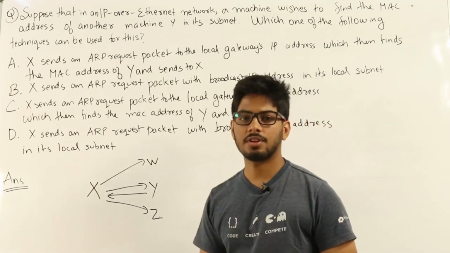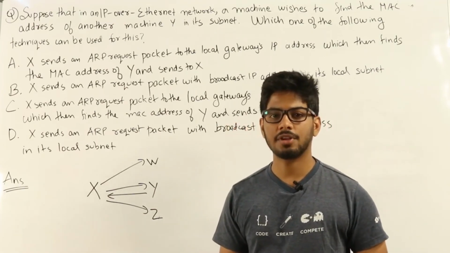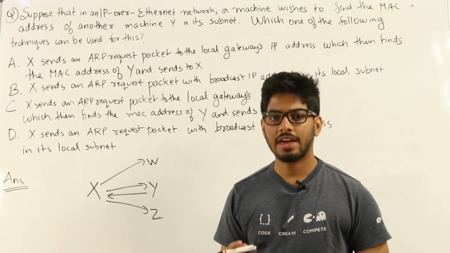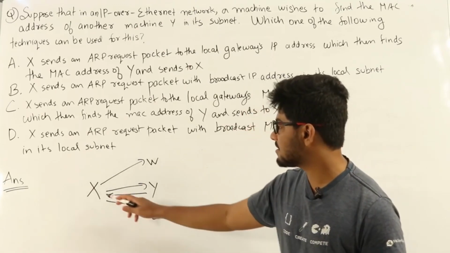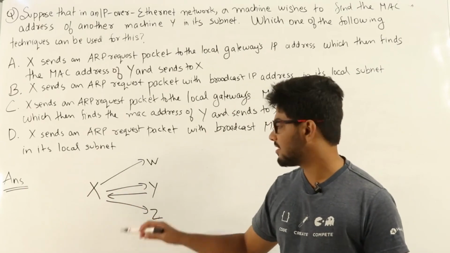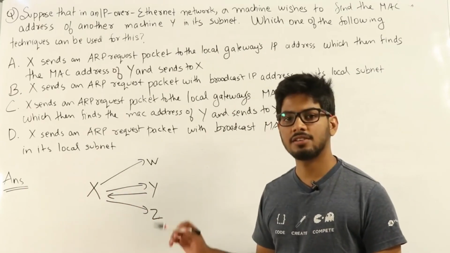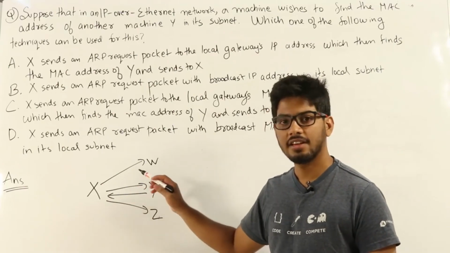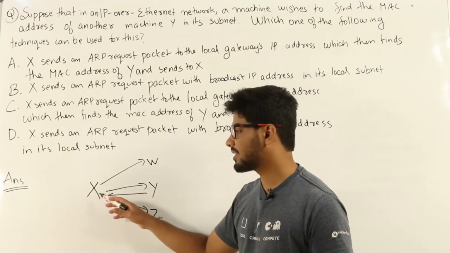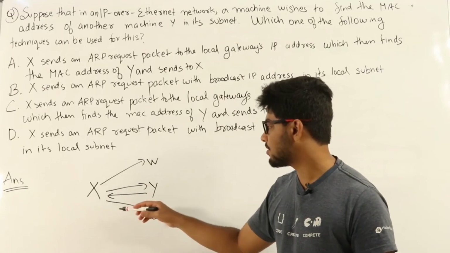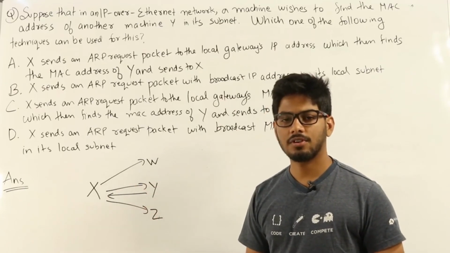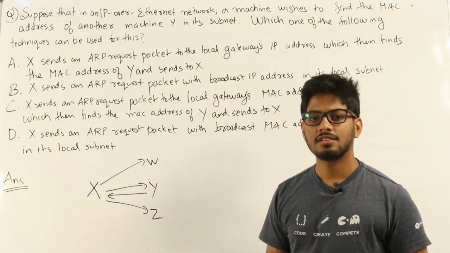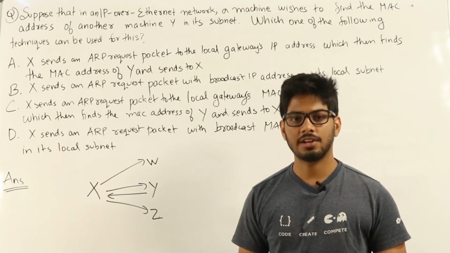So this is a question from computer networks regarding ARP or Address Resolution Protocol. Now, ARP is used when some machine X knows the IP address of another machine Y in its subnet, but it doesn't know its MAC address. In order to send packets to a machine directly in the local subnet, X needs to know the MAC address of Y, but currently it doesn't. So in order to get that, it uses a protocol called ARP within its local subnet. To learn more about ARP, please refer to the video lectures.